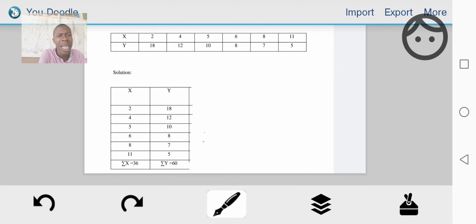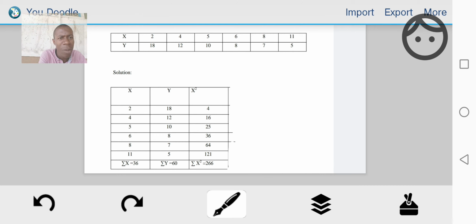Then the next step is we'll take each of these variables of x and square them, and we're going to call that x squared. We have 2 squared, which gives us 4, 4 squared gives us 16, 5 squared gives us 25, 6 squared gives us 36, 8 squared gives us 64, and 11 squared gives us 121. When we add these, that is what we call the sum of x squared. You should see the difference between the sum of x and the sum of x squared. The sum of x squared signifies that we squared each variable of x first, then we summed them up.